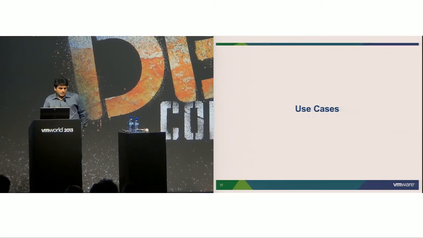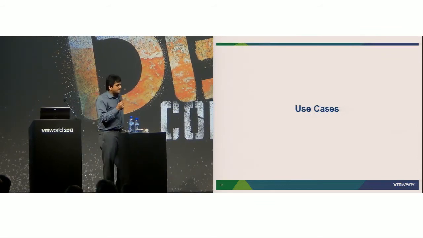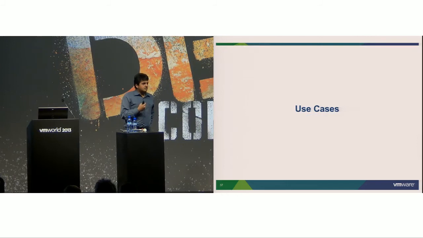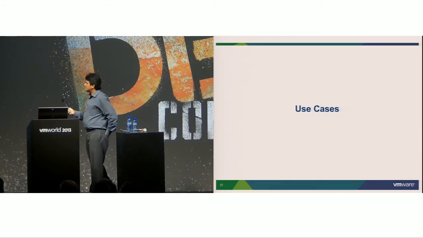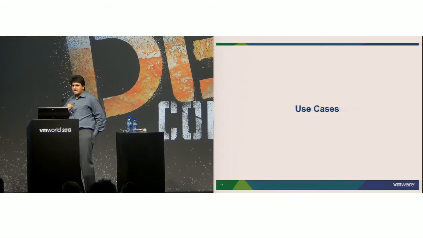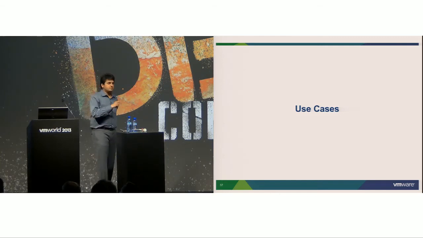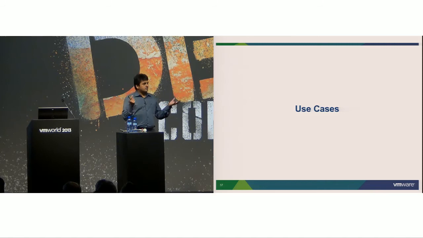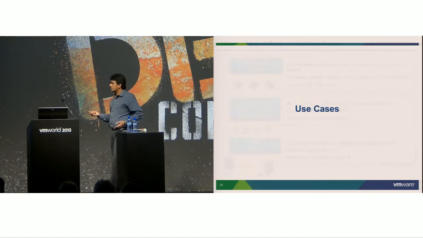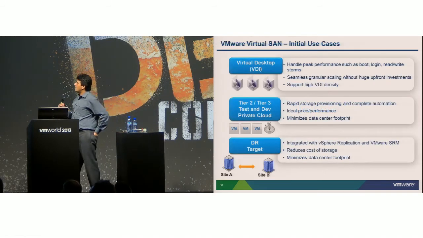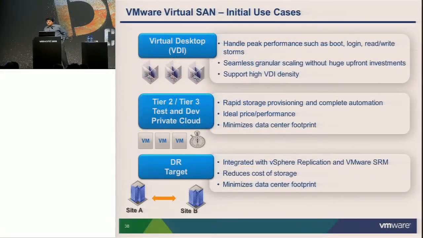All right, I want to spend a couple of minutes on the use cases that we're targeting vSAN 1.0 for, and the reason I emphasized 1.0 is because the use cases for 2.0 will be much broader, obviously. But for the first version of vSAN, we expect vSAN to be deployed in 3 different scenarios. VDI, or virtual desktop, is the first use case that we're targeting vSAN for.